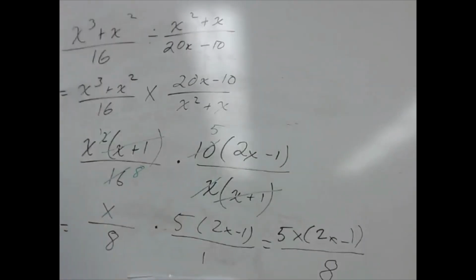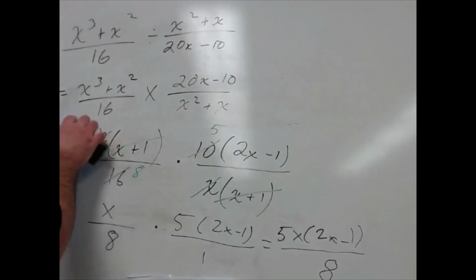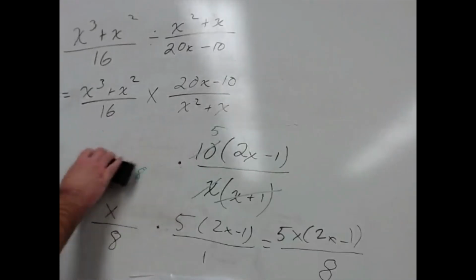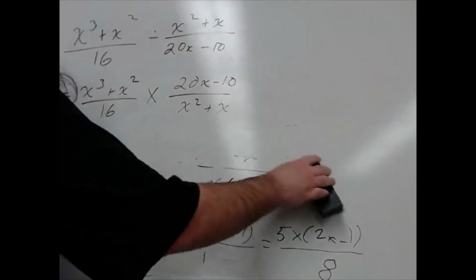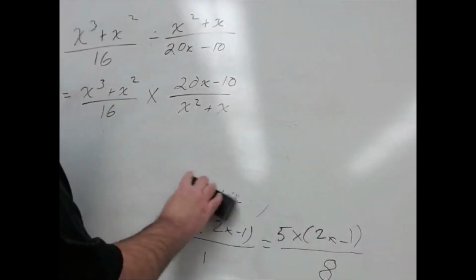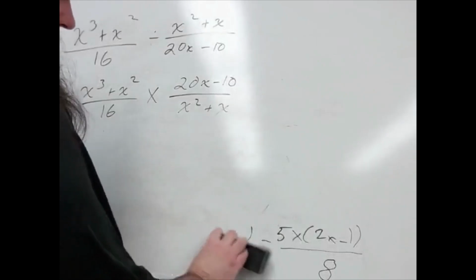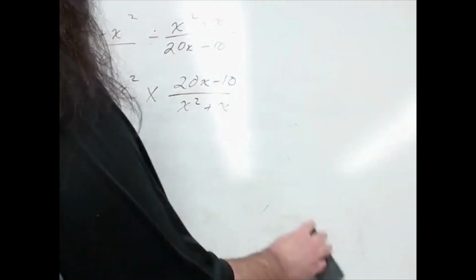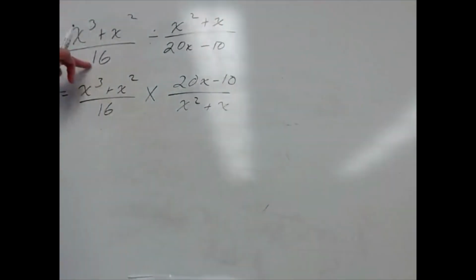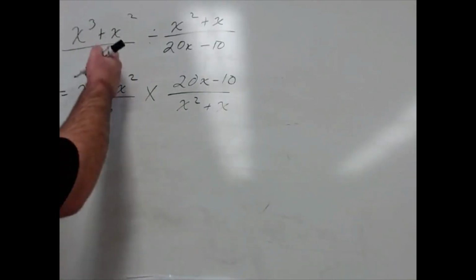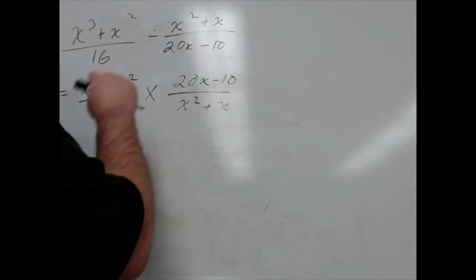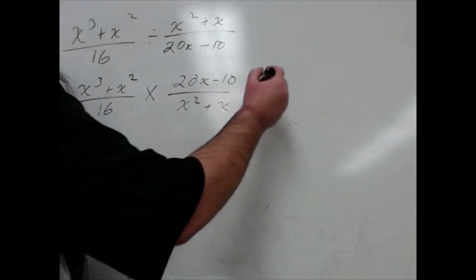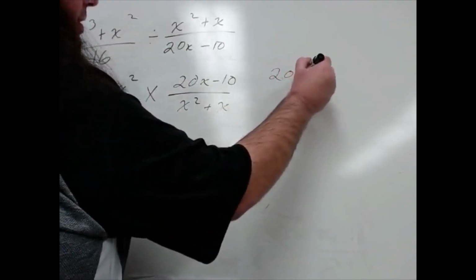And then we have to look at getting our non-permissible values from this thing. So to look at the non-permissible values, you always need to consider when your denominators are equal to 0. So for the first fraction here, my denominator is 16. Well, that's never going to be equal to 0 because 16 doesn't have an x term here. There's no variable. I look at the other one. Well, 20x minus 10, that could equal 0, so my first non-permissible is going to come from right here.